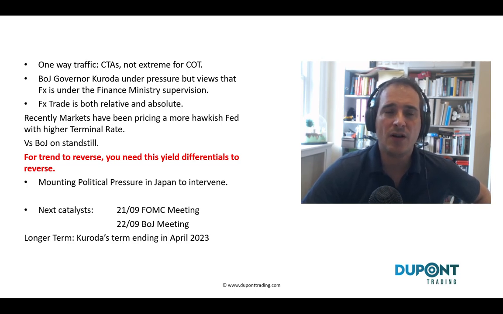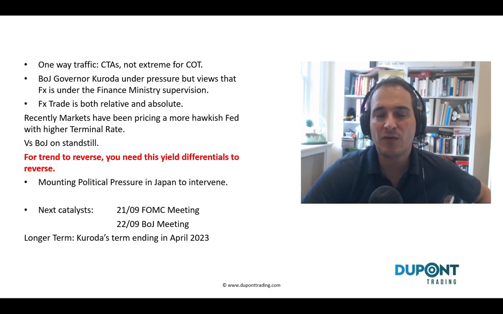In the longer term, the only real catalyst that we might have is a change of the management. That's the same with a company. And when I say change of management, that would be the change at the Bank of Japan, and that's not to be expected before April 2023.